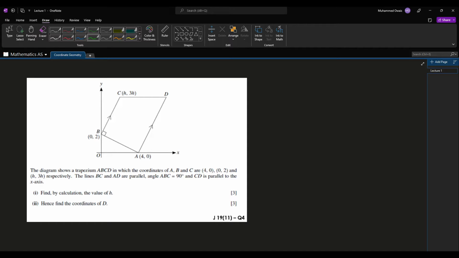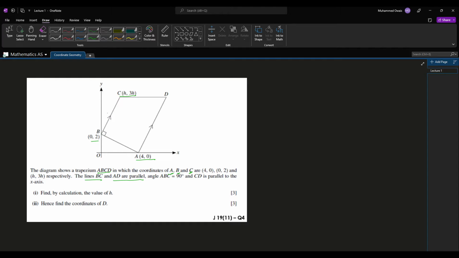The diagram shows a trapezium ABCD. As you can see, there is a trapezium ABCD which has coordinates A, B, C. The coordinates of A are (4, 0), the coordinates of B are (0, 2), and the coordinates of C are (h, 3h). The lines BC and AD are parallel.